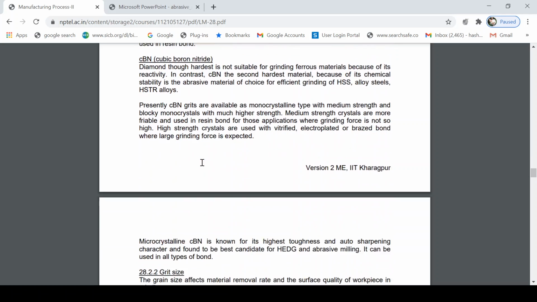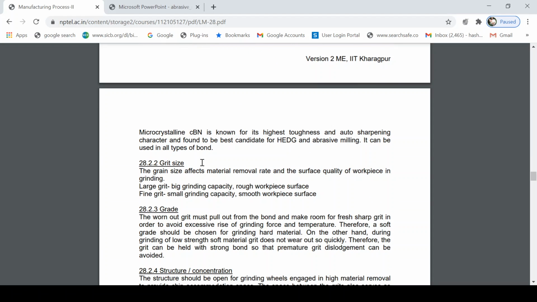Similarly, the grit size is based on the surface finish required. If the grit size is larger, the metal removal rate will be high, but the surface will not be smooth. It will be rough. But if you want to use this grinding wheel for finishing operations, final operations, it must have a small grit size, so the sieve number will be larger.